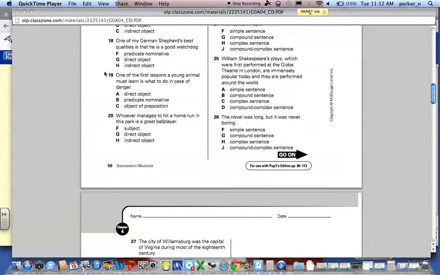25. William Shakespeare's plays, which were first performed at the Globe Theatre in London, see your keyword which there, are immensely popular today, and they are performed around the world. We've got two independent clauses and a subordinate clause. That's a compound, complex sentence. Number 26. The novel was long, but it was never boring. But is a coordinating conjunction, so we're joining two independent clauses. That is a compound sentence.